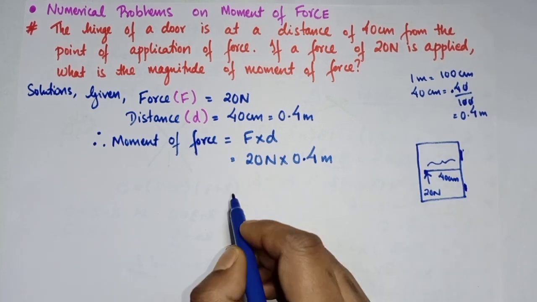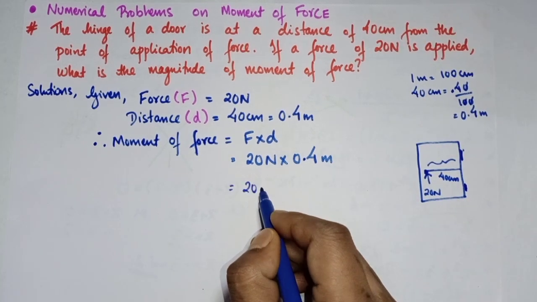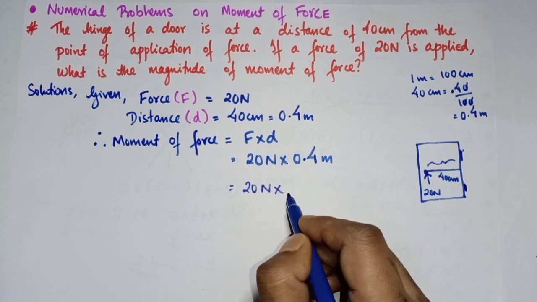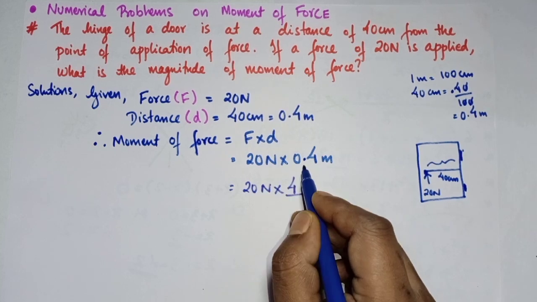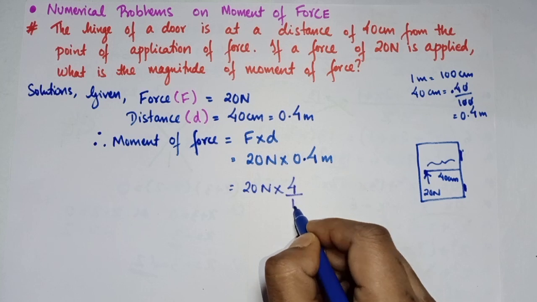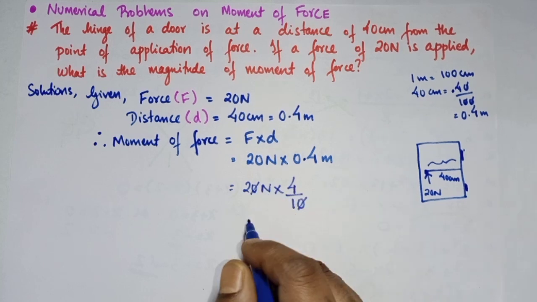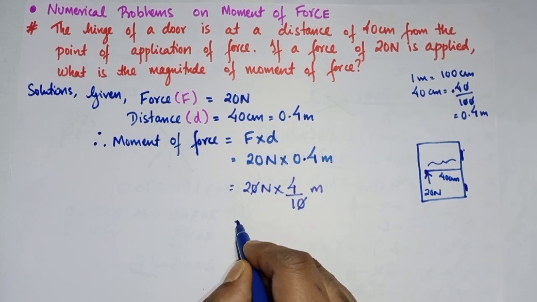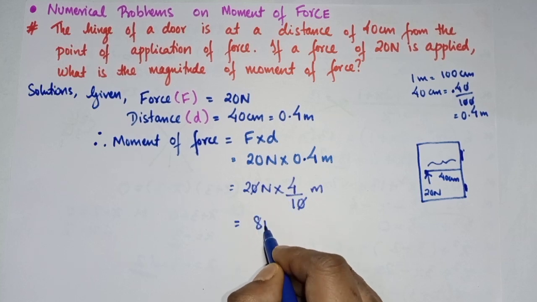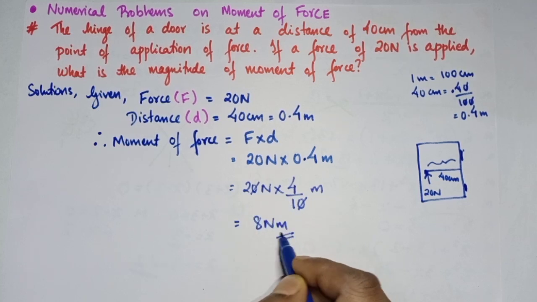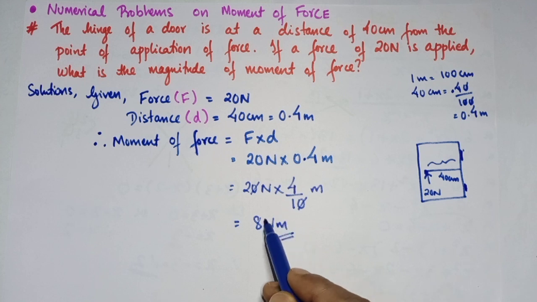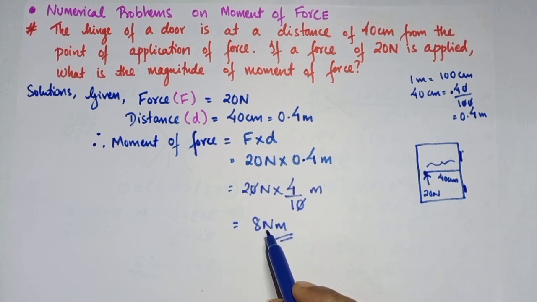Now this is your 20 Newton into 0.4. I can change the 0.4 like this: 4 upon 10. When I remove the point, 10 will come here, and the 0 will get cancelled. So meter is there. What will be? 2 4s are 8 Newton meter. So this is my moment of force, and always you have to write the unit. Hope you are clear with this.